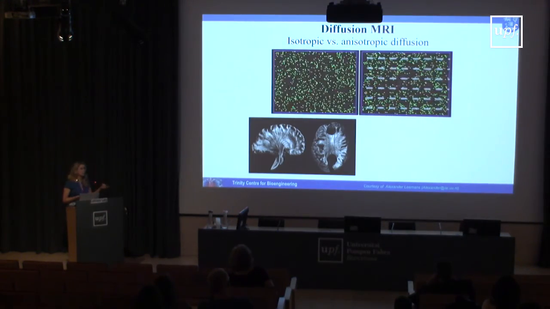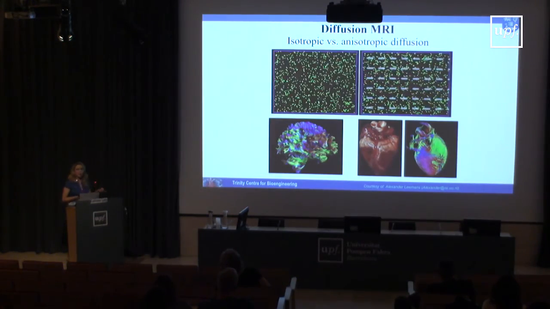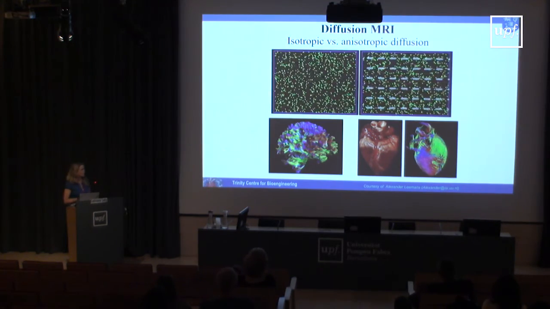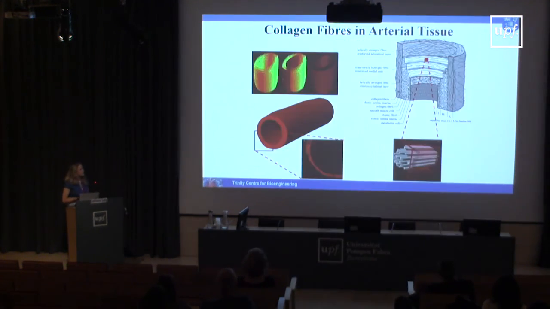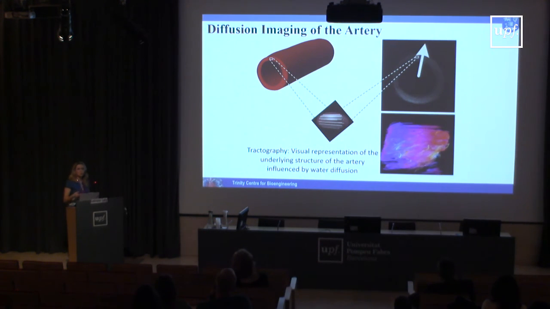This has been done for brain to look at the mapping of neurons. It's been looked at in the heart for mapping the myocardium, the actual cardiac cells, the cardiomyocytes. And we've applied it to artery as well to see whether we can see these bundles in the tissue and the structure. We apply magnetic gradients in multiple directions, and using that you're able to look at how the water diffuses in a particular direction, and that gives you this underlying structure.